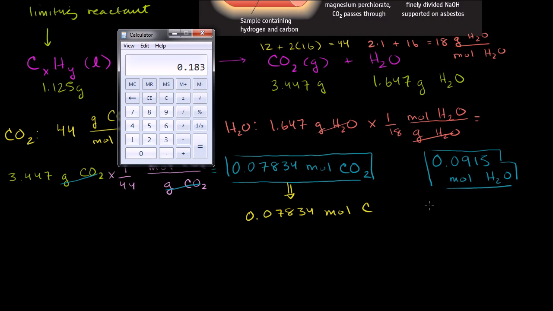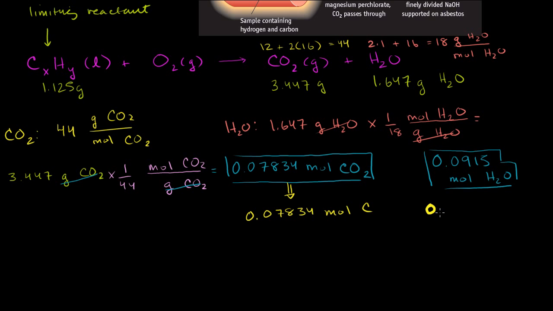0.183. So we have 0.183. I could even put a trailing 0 because I think I lost a significant digit here. I could have put a 0 right there. But anyway, I don't worry too much about that. 0.183 moles of atomic hydrogen, because for every water molecule, we have 2 hydrogens. So I just took this number and multiplied by 2.